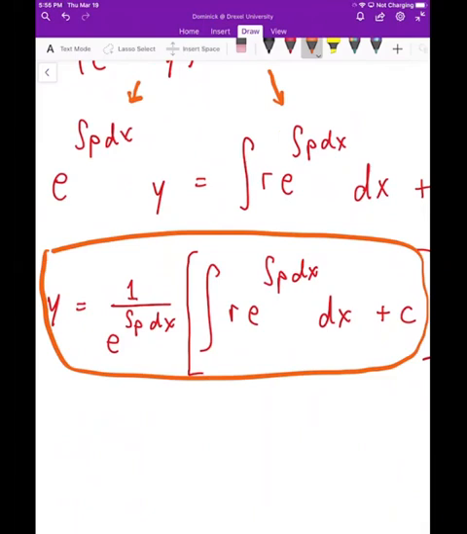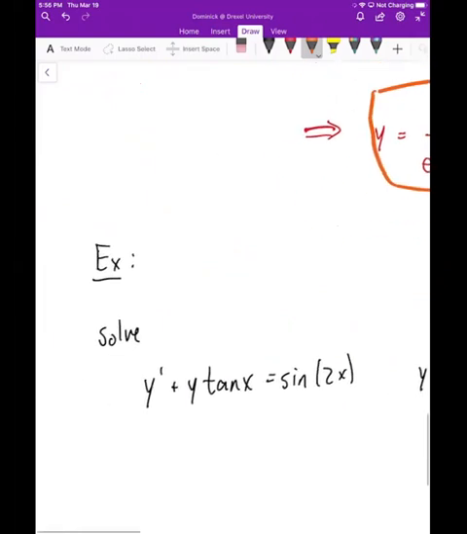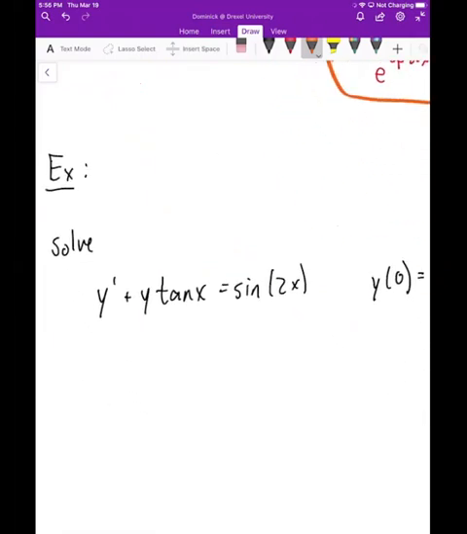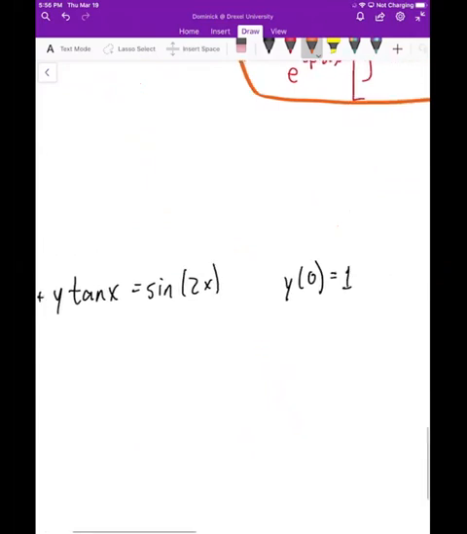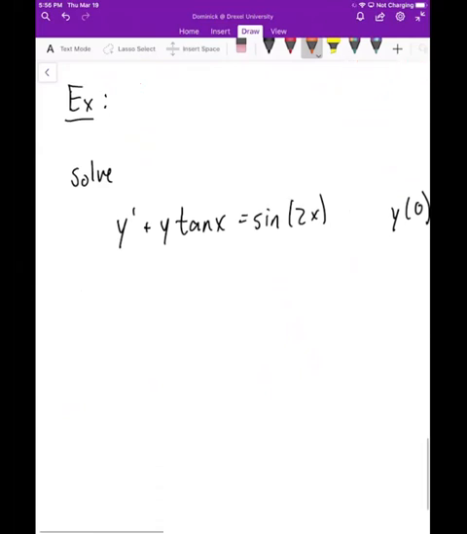Right, so let's look at a quick example. The example that I want to look at is we want to solve the linear ODE y prime plus y tangent of x is equal to sine of 2x with the initial condition of y of 0 is equal to 1. Okay, so again, same idea as the derivation of this. So we want to think of our tangent of x as our p of x, and our sine of 2x is r of x.